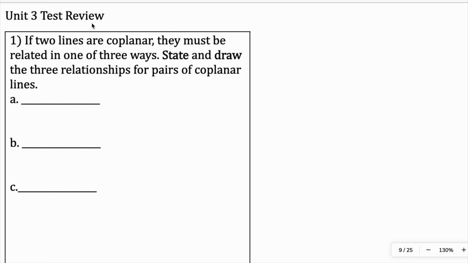Today we're going to be looking at our Unit 3 test review, so we're going to talk a lot about our parallel lines, perpendiculars, transversals, all those things that we've talked about all throughout Unit 3. So let's go ahead and get started.